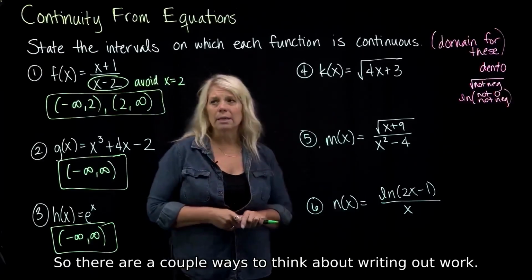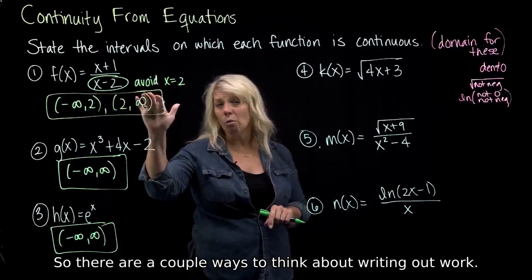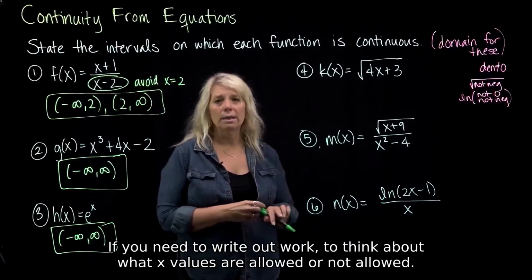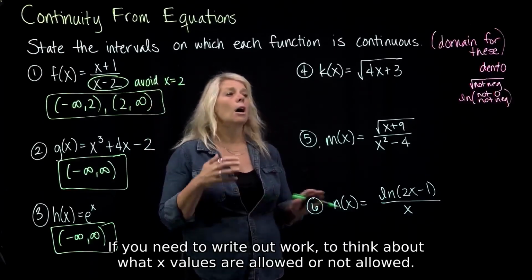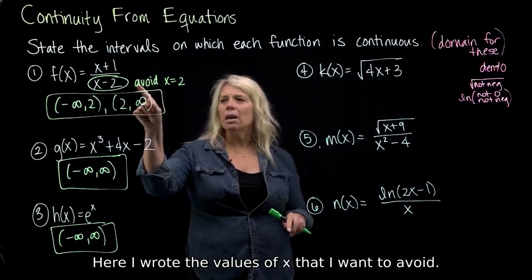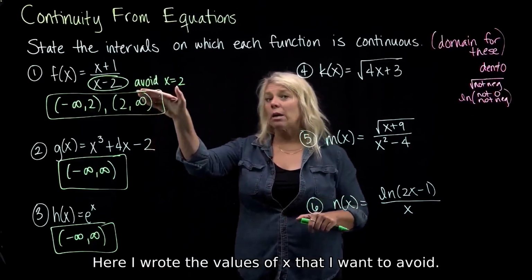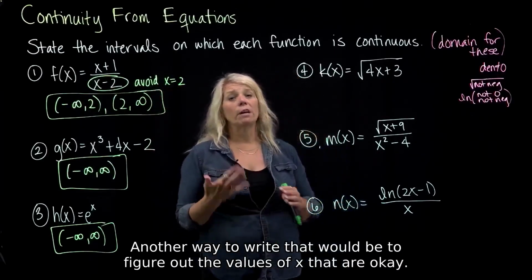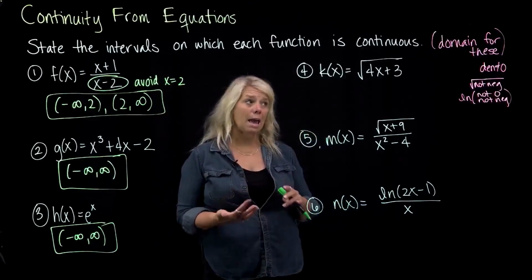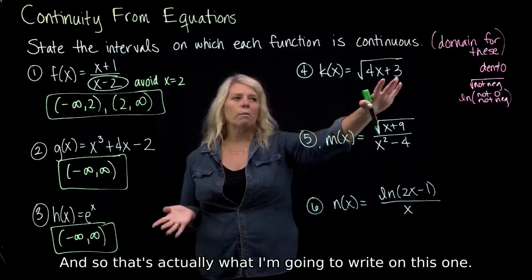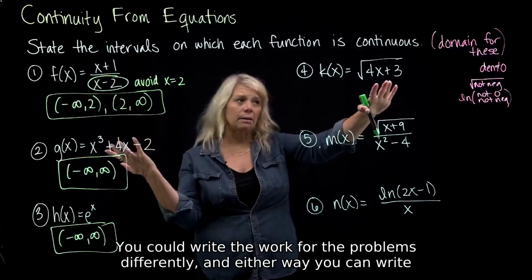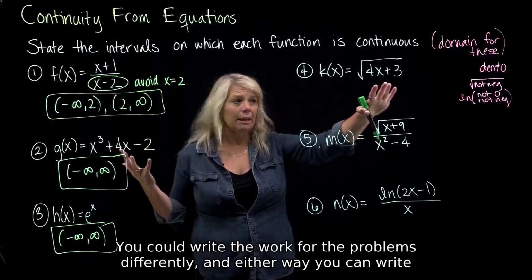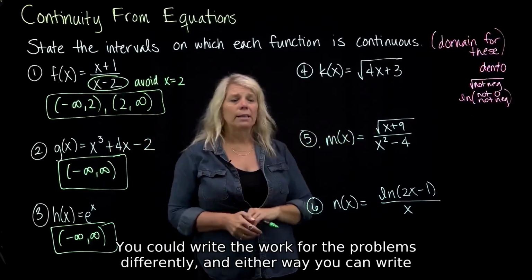So there are a couple of ways to think about writing out work. If you need to write out work to think about what x values are allowed or not allowed, here, I wrote the values of x that I want to avoid. Another way to write that would be to figure out the values of x that are okay. And so that's actually what I'm going to write on this one. You could write the work for the problems differently. And either way, you can write down the same answer.